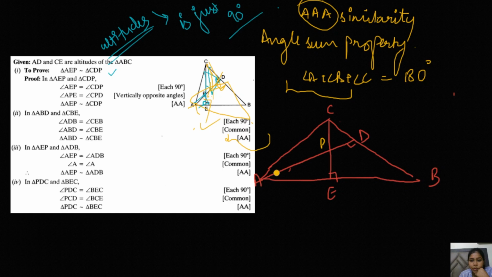Okay, now AEP and ADB, you can see that angle E and angle D, both of them are 90, and angle A and A are common, hence they are similar. Similarly PDC, this is PDC, and another is your BEC. BEC will be this bigger one. Let me just shade it out with another pen. This bigger one was BEC, right?